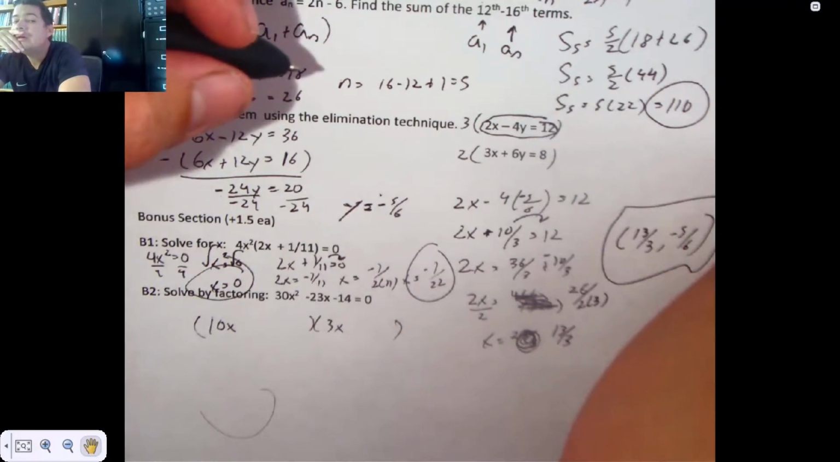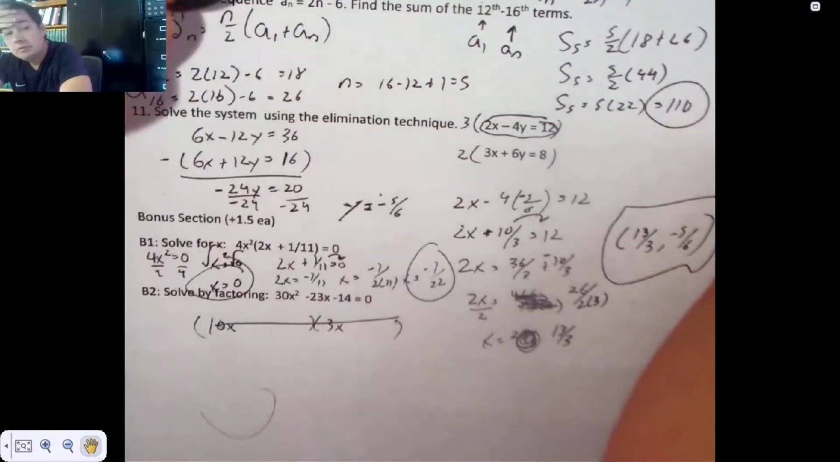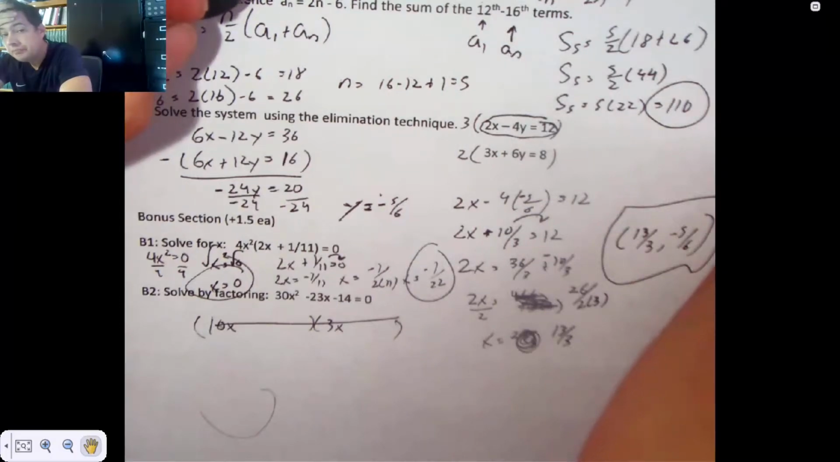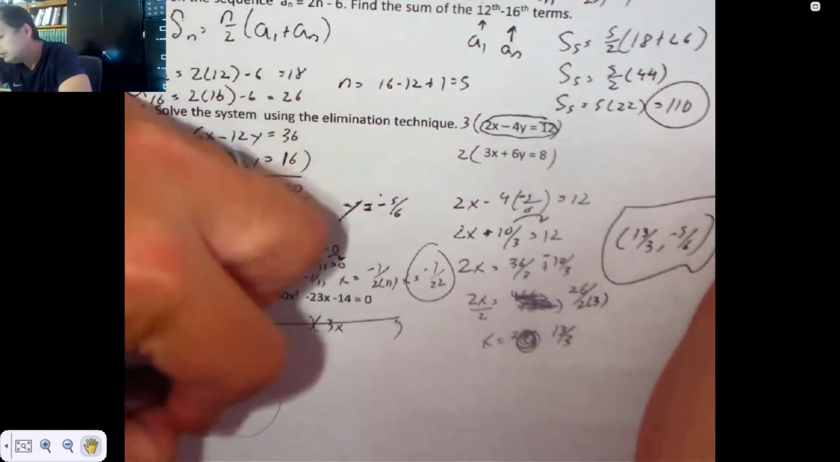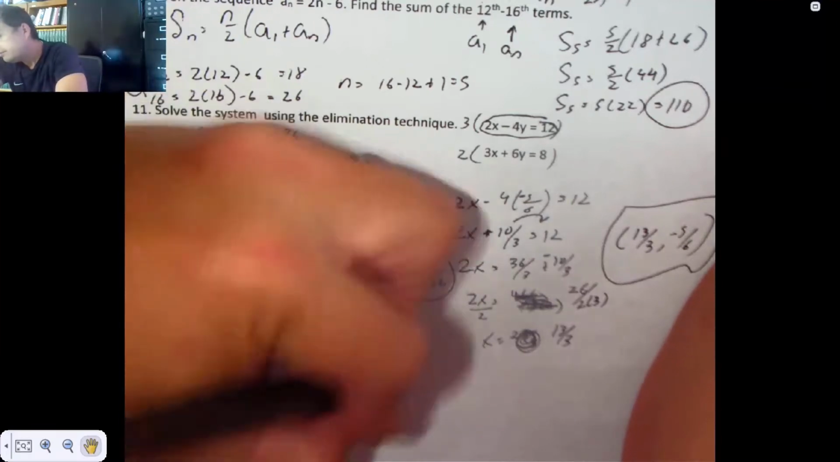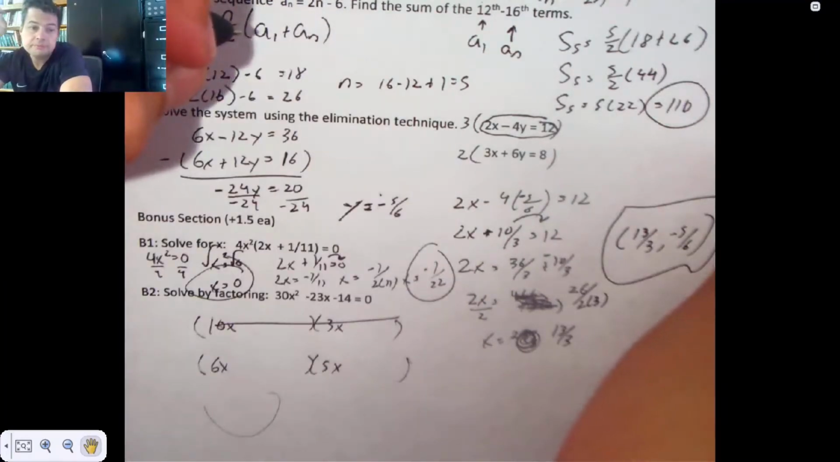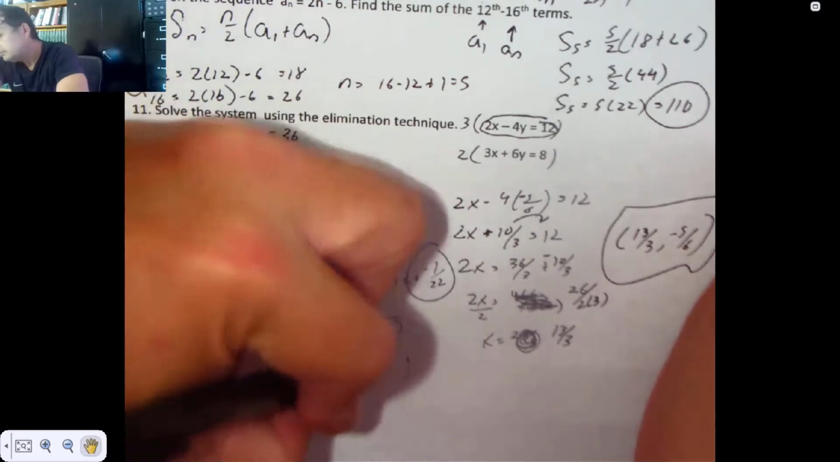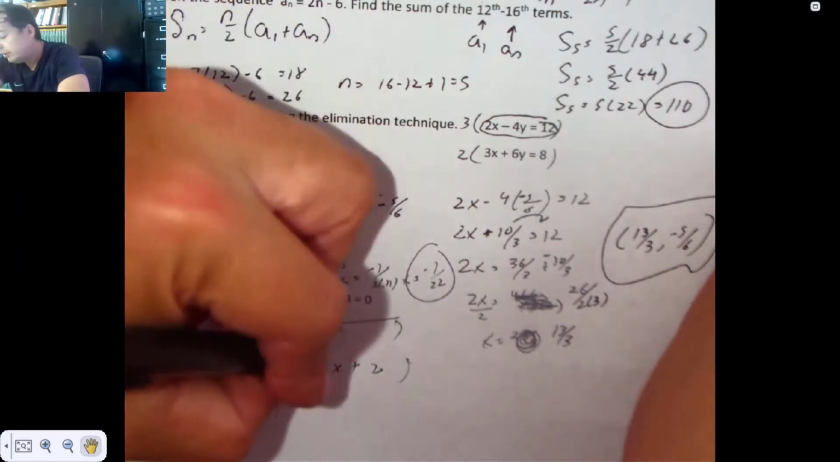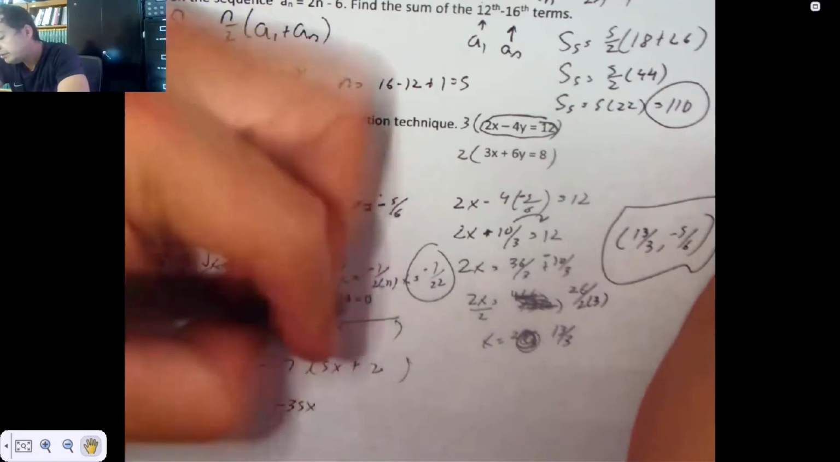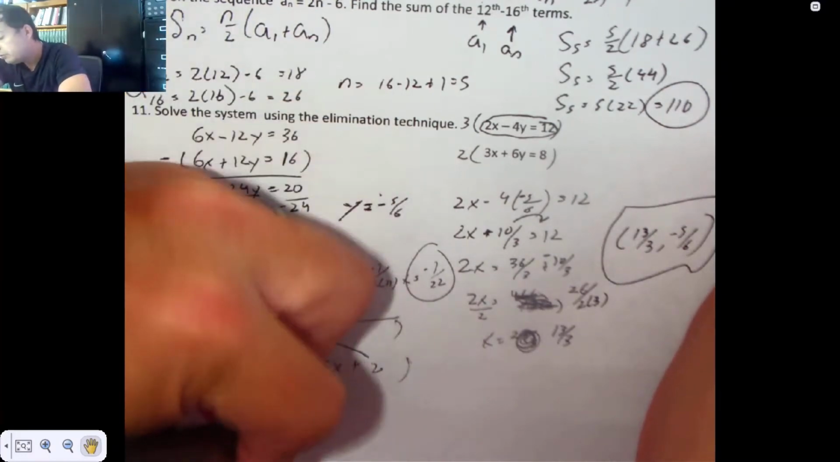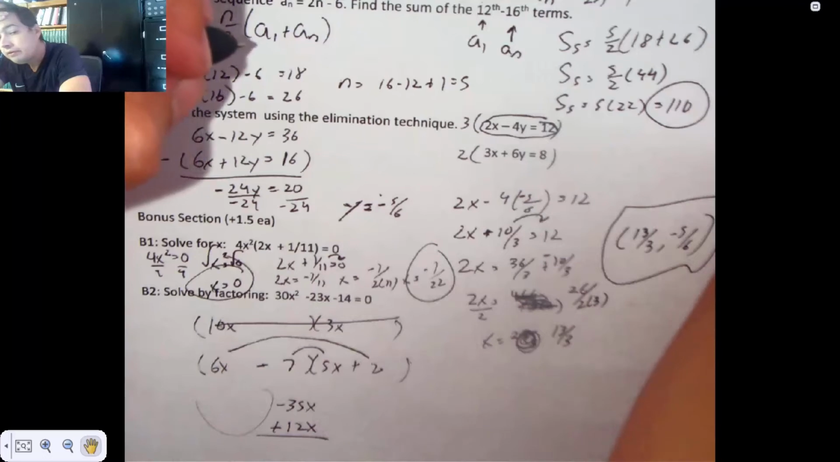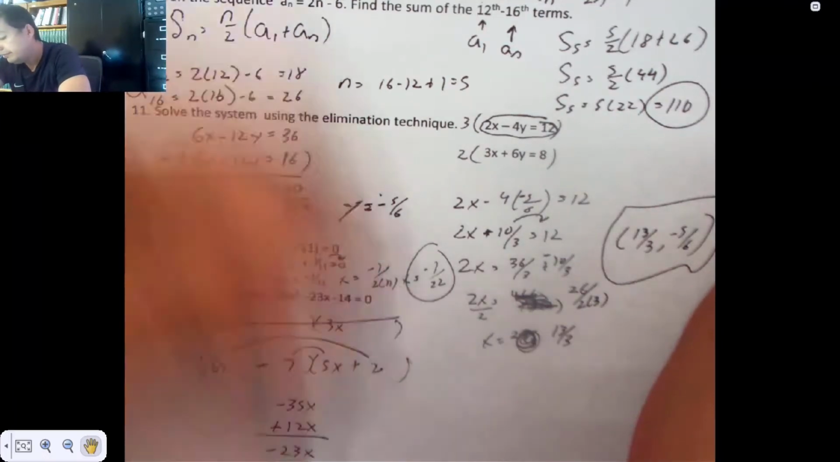Which won't work. What I was doing there is I was guessing and checking, and I did not like that pair. So let's try 6x and 5x, and then 2 and 7. Yeah, this is my numbers. That should do it. This is going to make negative 35x. That's going to make a plus 12x. And negative 35 plus 12 is negative 23.